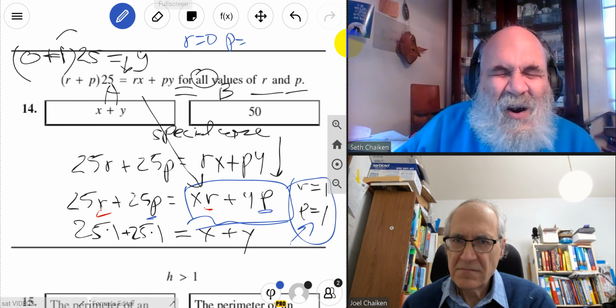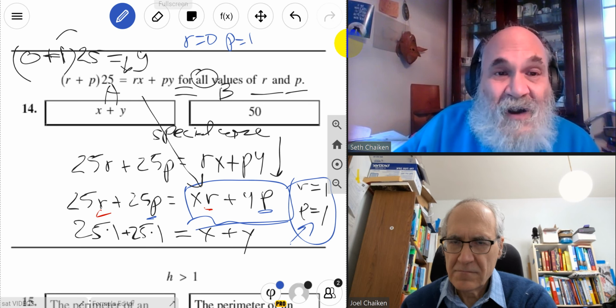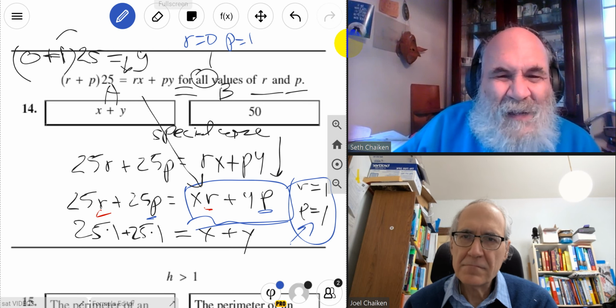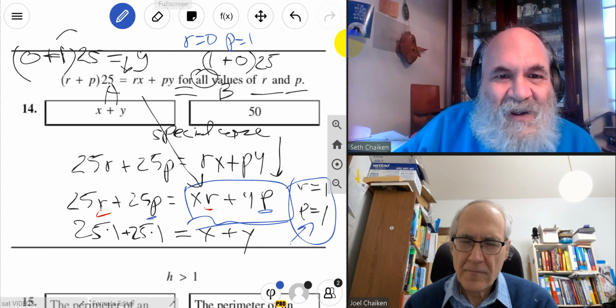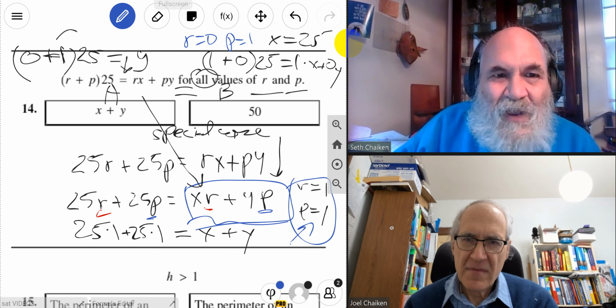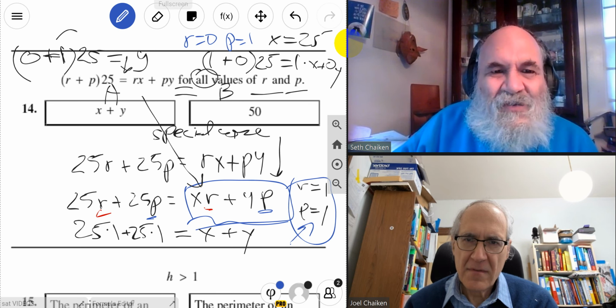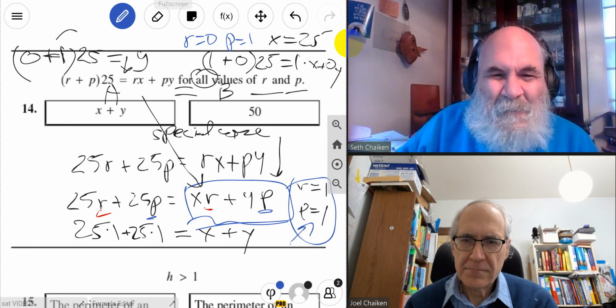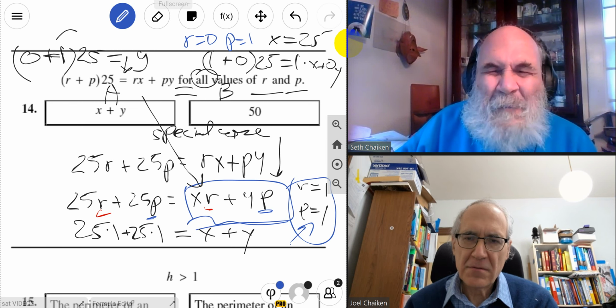Now, if we take r equals 1 and p equals 0, r is 1, p is 0, multiplied by 25, and we are told that's equal to 1 times x plus 0 times y. That tells us that x equals 25. So by applying the rule that they give us here, this tells us that x must be 25 and y must be 25. And therefore, x plus y must be 50.